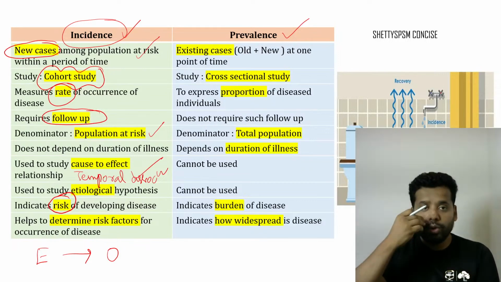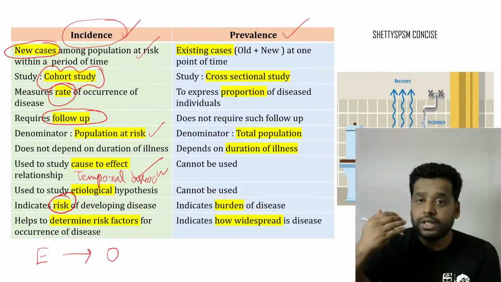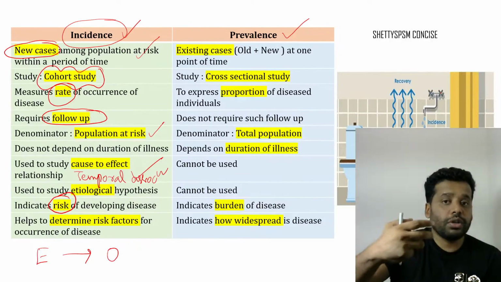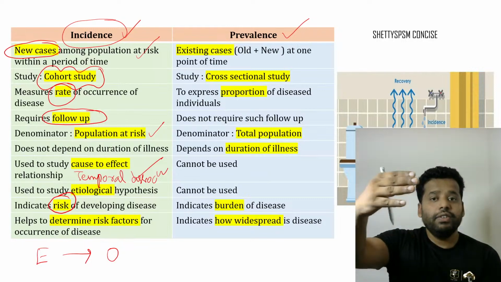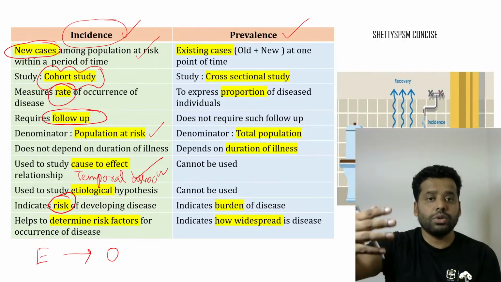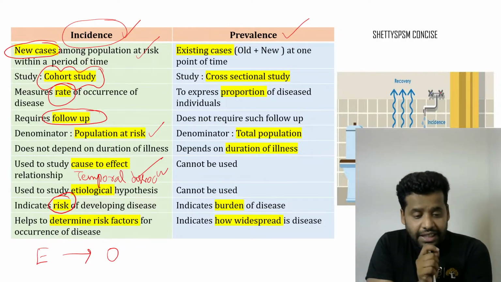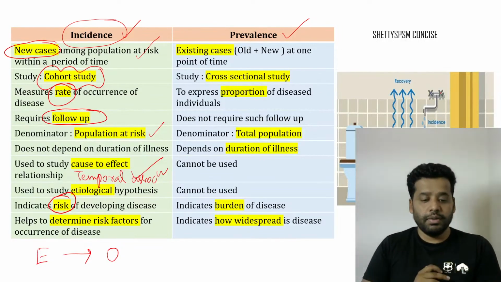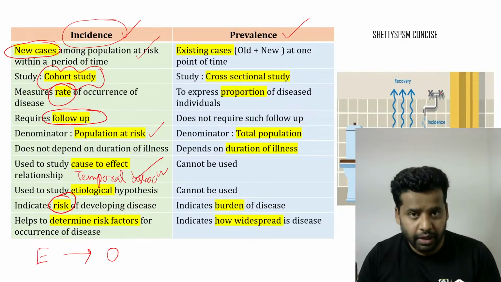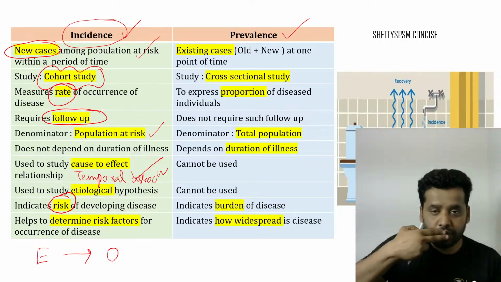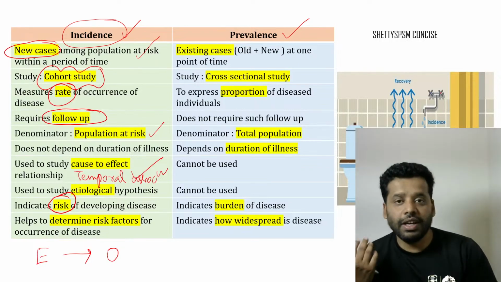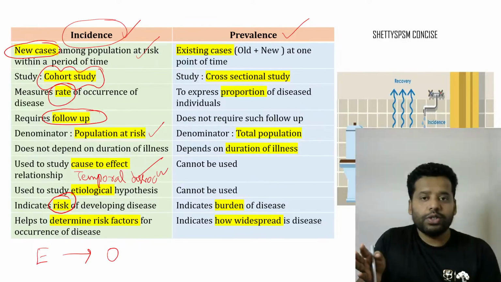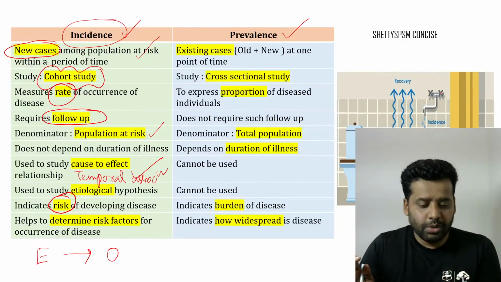Once again, you start from smoking. Now you are starting from smoking. You are going towards lung cancer in a study which is having follow-up, that is cohort study. This sequence what you are studying is called as temporal association. Means first this will come, later that will come. What will come first? Exposure, first smoking, later outcome, lung cancer. This sequence is called as temporal association.